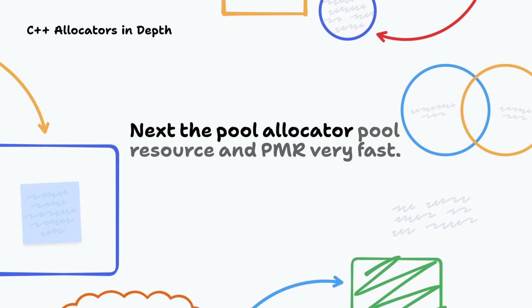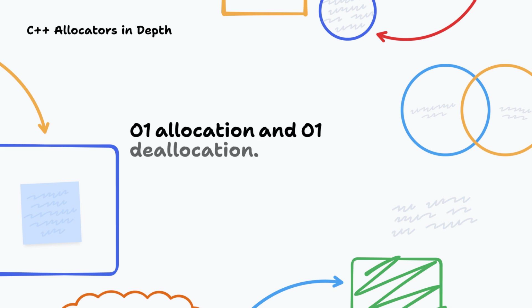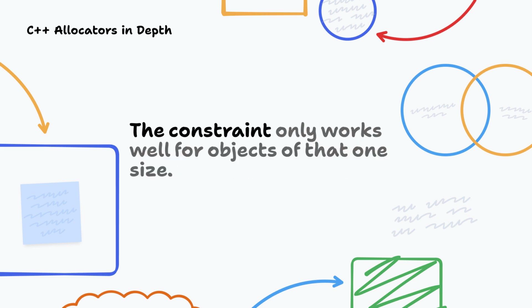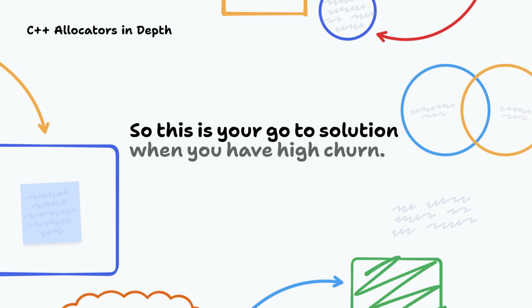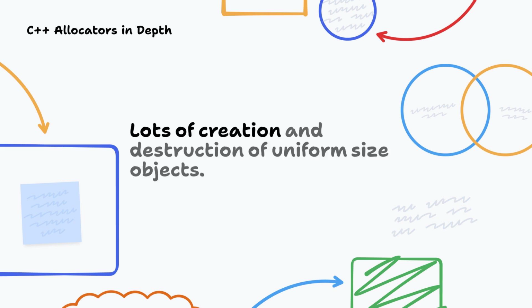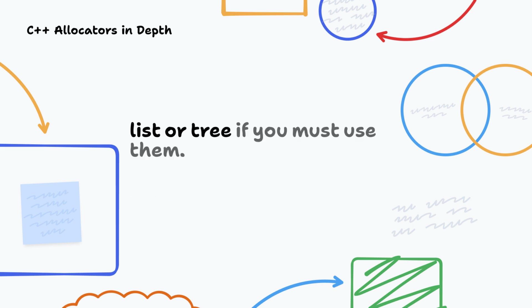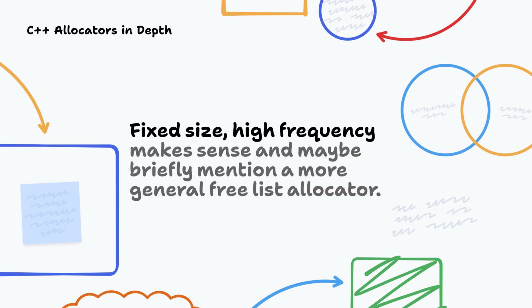Next, the pool allocator, pool resource in PMR. Very fast O(1) allocation and O(1) deallocation. It completely eliminates fragmentation for objects of its specific fixed size. The constraint: it only works well for objects of that one size. So this is your go-to solution when you have high churn, lots of creation and destruction of uniform-sized objects. Classic examples are game entities like bullets, particles, nodes in a linked list, or tree if you must use them. Fixed size, high frequency. Makes sense.